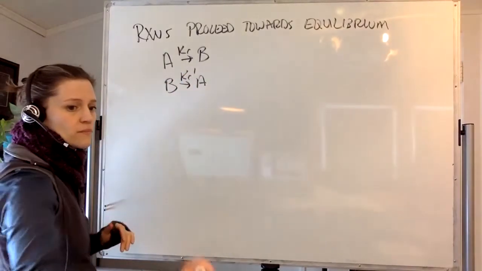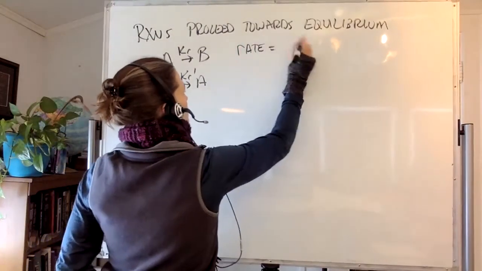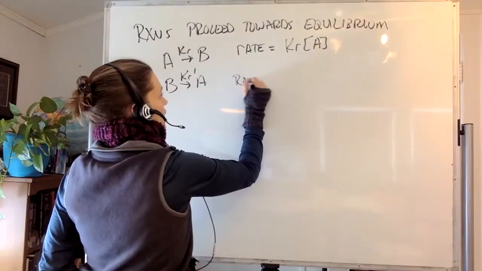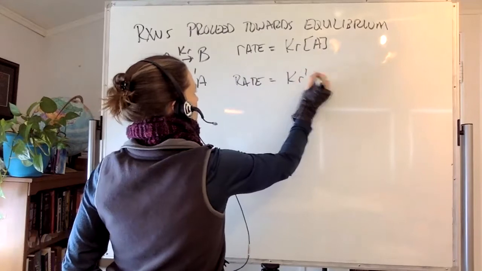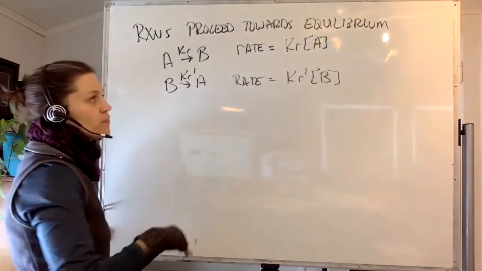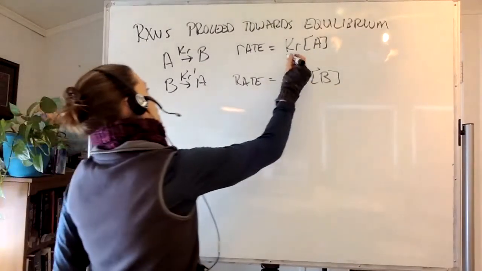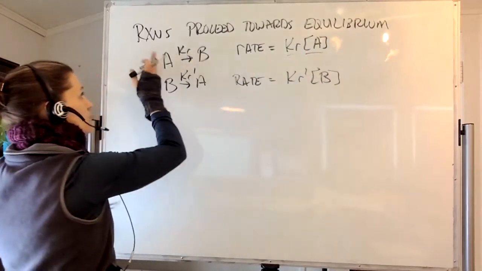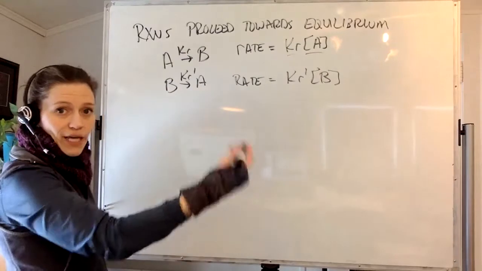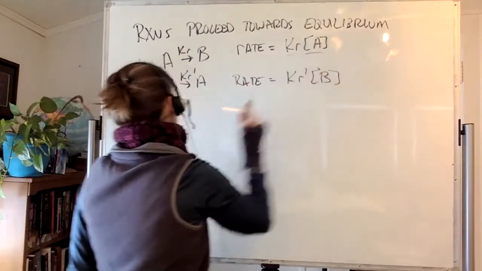So I can say that the rate equals Kr times the concentration of A, and in this case, the rate is equal to Kr prime times the concentration of B. Hopefully you all follow that. And when you're depicting a rate law, that is the rate constant multiplied by the concentration of the reactants. Okay, so if there are two, it would be A times A. And if this was, it would be Kr A squared.